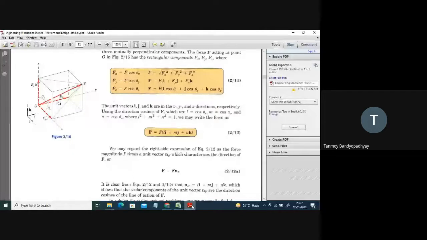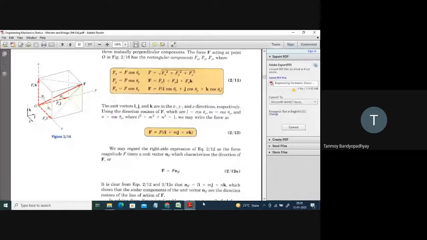As we know, cos theta x, cos theta y, and cos theta z, we refer to them as L, M, and N. So they are the direction cosines in the directions of x, y, and z, or i, j, and k. So L is equal to cos theta x, M is equal to cos theta y, and N is equal to cos theta z, such that L square plus M square plus N square is equal to 1. So that is how we have written the force.